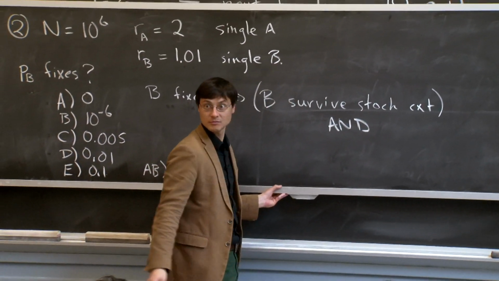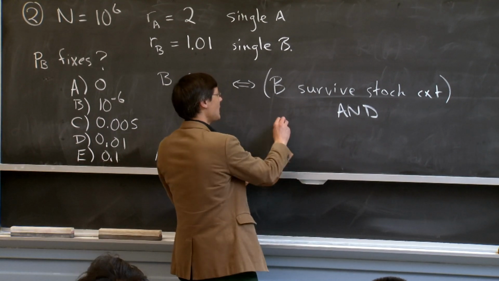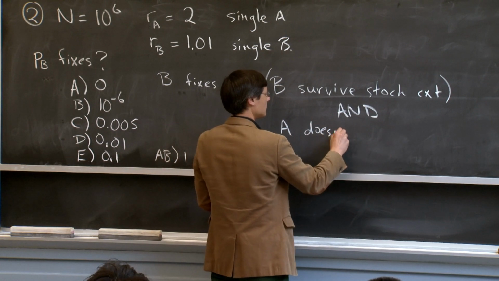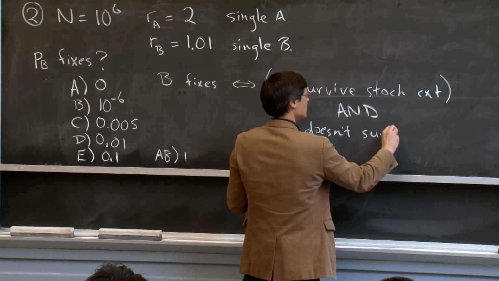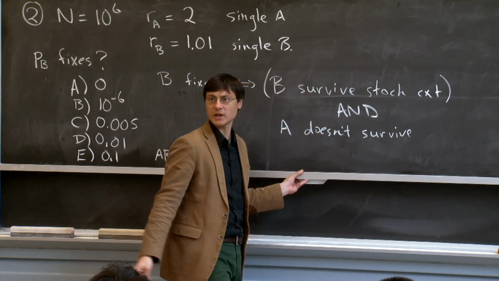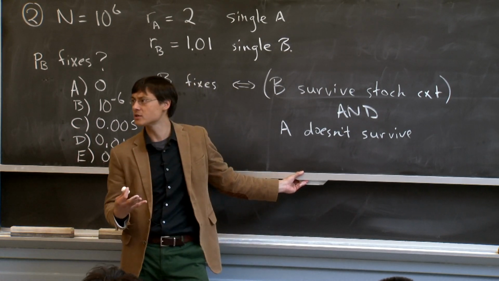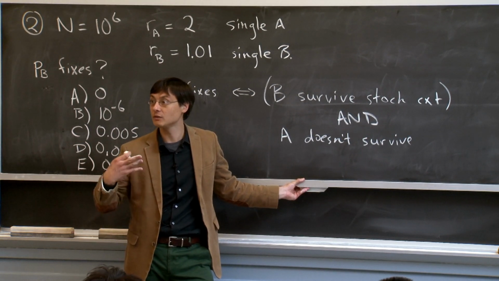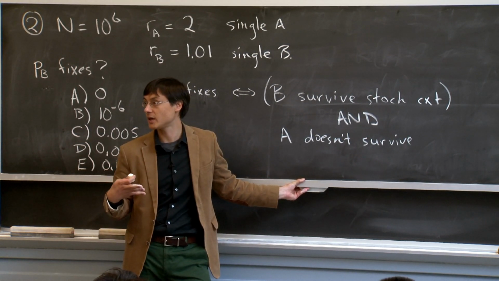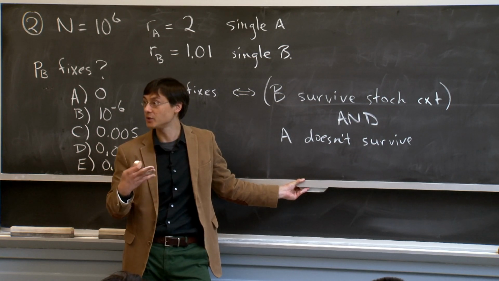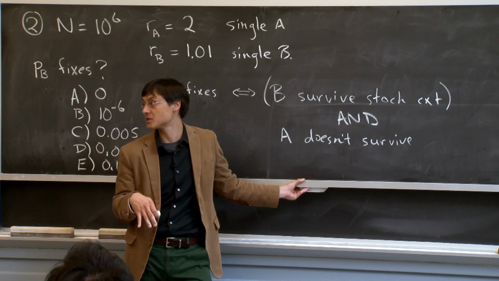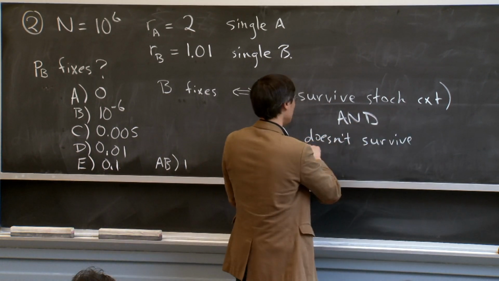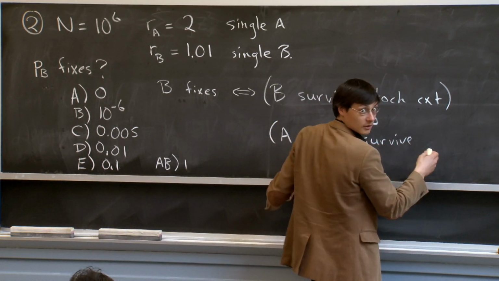Okay. So we're going to multiply these probabilities. A doesn't survive. We're going to discuss in a moment what this really means in terms of surviving stochastic extinction. But when a new mutation appears in the population, it will either relatively quickly go extinct or it will relatively quickly become established, is what we call that. What that means is that if it's a beneficial mutation, it will take over unless it's outcompeted by someone else. Okay? So it has to be that B survives stochastic extinction and A doesn't survive this initial phase.